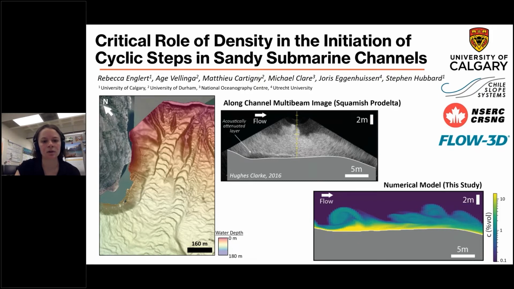And the image on the right, which is from the location of that yellow star, is a long channel multi-beam image that shows a turbidity current interacting with the bedform at this location. Although we have these new data sets, thanks to the work of people like John Hughes Clark, there are still some major challenges in directly measuring key properties of flows, such as their density and sediment concentration. As a result, the flow processes associated with these bedforms, and even the identification of the type of bedform, remain uncertain.